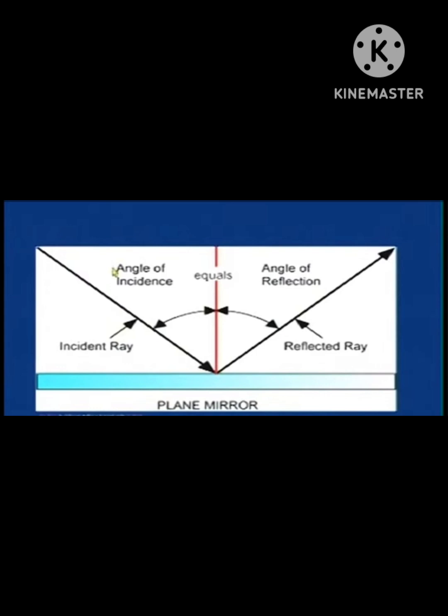On the surface of the plane mirror, there is a line between the incident ray and reflected ray. It is perpendicular to the surface. The line is called the normal ray. The normal ray is always perpendicular to the surface. It makes an angle with the incident ray. The angle between the normal ray and the incident ray is called the angle of incidence. The angle between the normal ray and the reflected ray is called the angle of reflection.